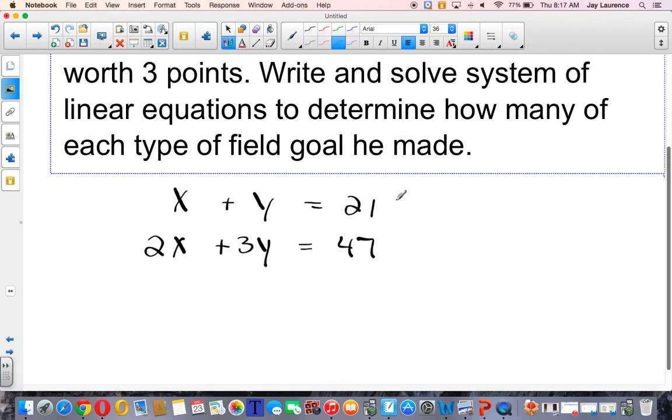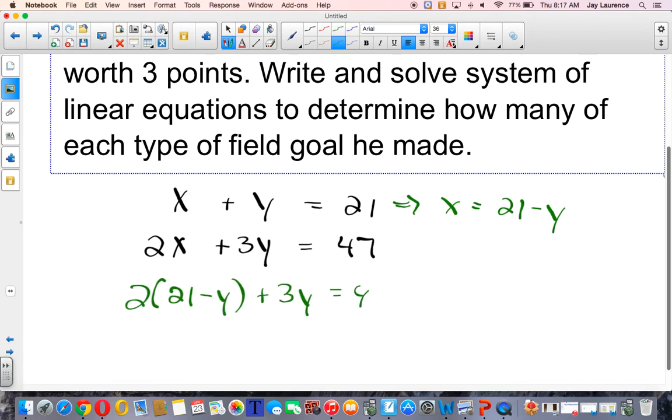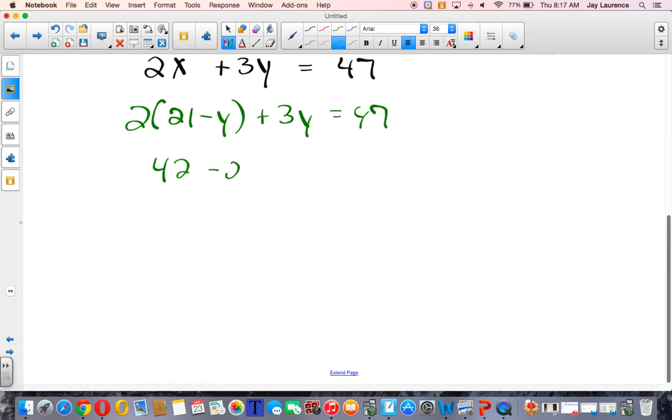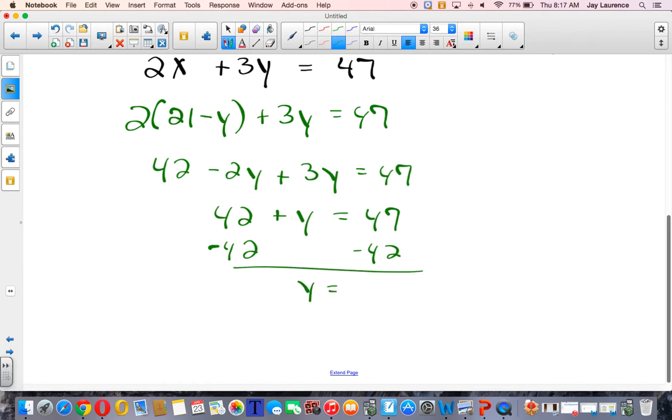All right, going to go substitution on this. I think I'm going to solve for x. X is going to equal 21 minus y. So 2 times 21 minus y plus 3y is going to equal 47. Okay, going to distribute, get 42 minus 2y plus 3y equals 47. Combine like terms, I'm going to get 42 plus y equals 47. Subtracting 42 will tell me that y is 5, which means he made 5 3-point field goals.